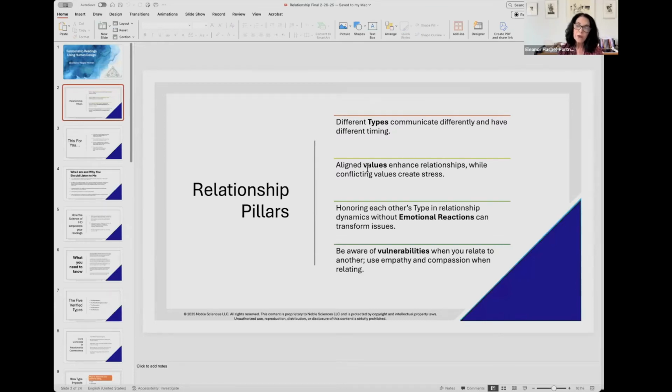Also, there are emotional reactions, and I will show you where they are in the body map and also talk a little bit about the portal in the human design body graph that is responsible for transforming relationship reactions. And you do want to be aware of the vulnerabilities of your partner.